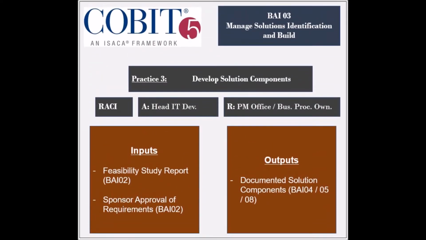The third practice is to develop solution components. The entities responsible for this practice are the business process owners and the project management office. The entity that is held accountable is the IT development head. The practice receives two inputs, which are the feasibility study report and the approval of requirements, both from the BAI02 process. It generates one output, which is the documented solution components to be used by the BAI4, 5, and 8 processes.